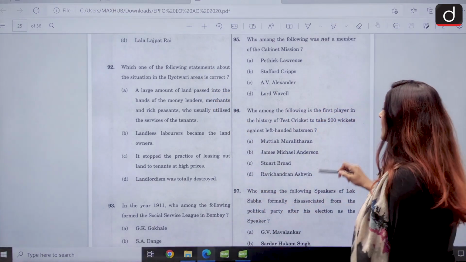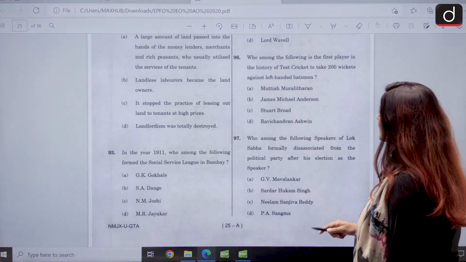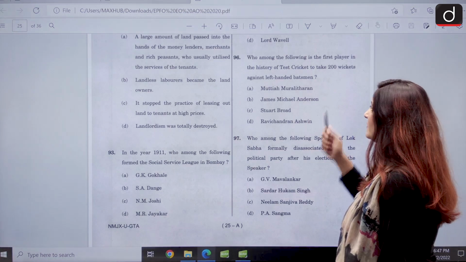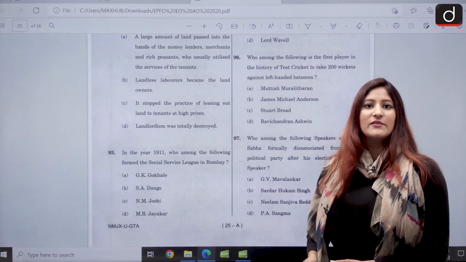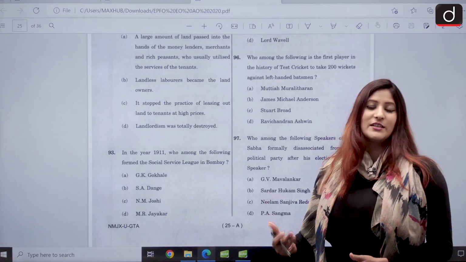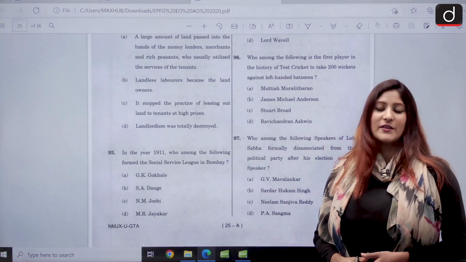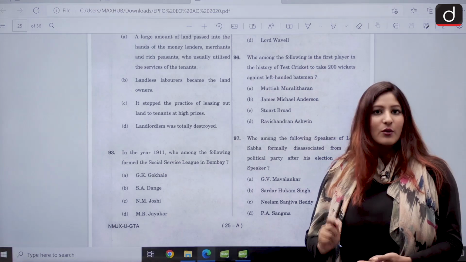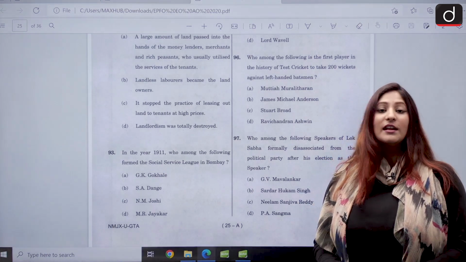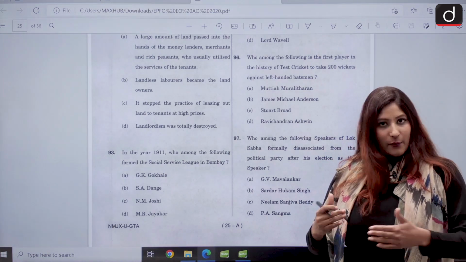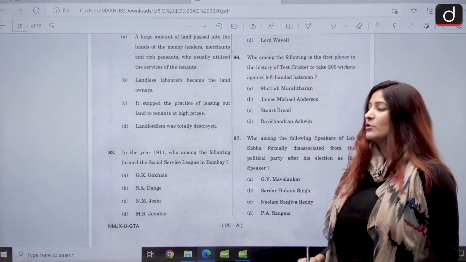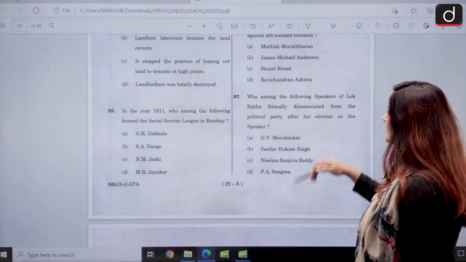Modern history. Which among the following is the first player in the history of Test cricket to take 200 wickets against left-handed batsmen? Very rare question in civil service examination, but could come because we saw a sports question in one of our previous years in civil services. These kinds of questions with respect to awards in cricket are important because we had Olympics, we had Commonwealth Games, so games are also important. Do see about that. So this is the pattern.